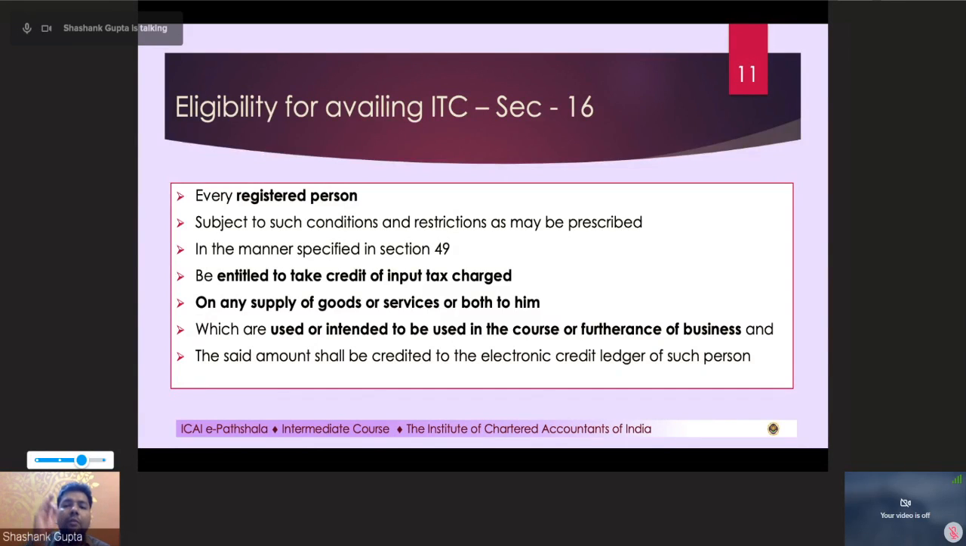The moment you buy any product, be it capital goods, be it inputs, be it input services, anything, immediately you can use and utilize the entire amount of the input tax, entire amount of such input tax credit.